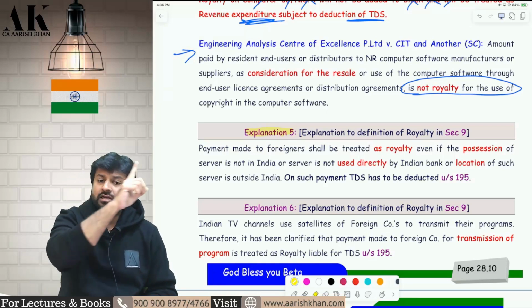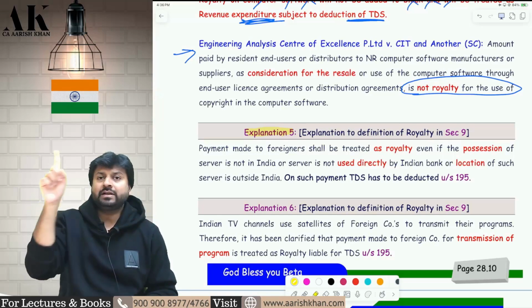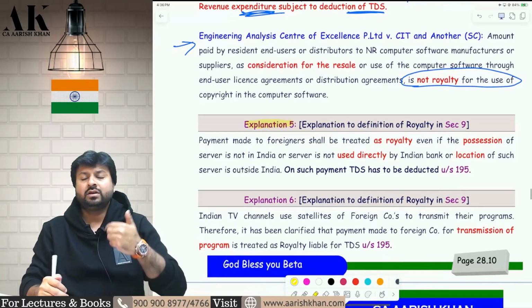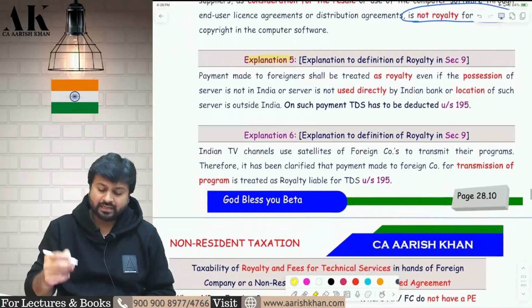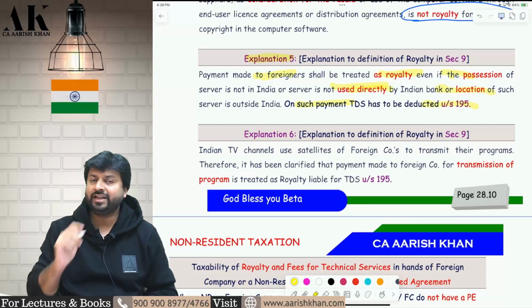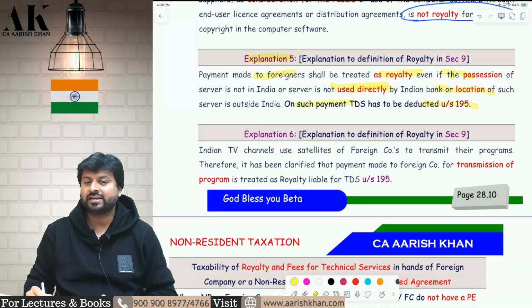Now at the end of the year, the German company whose server SBI is using will raise an invoice on SBI, and SBI has to make the payment. The question is whether that amounts to royalty or not, and the answer is yes. Explanation 5 says that yes, that is a royalty, and therefore the TDS has to be deducted under section 195 by the Indian bank, that is SBI. So when SBI makes the payment to Bank of Germany, they have to deduct TDS under 195.